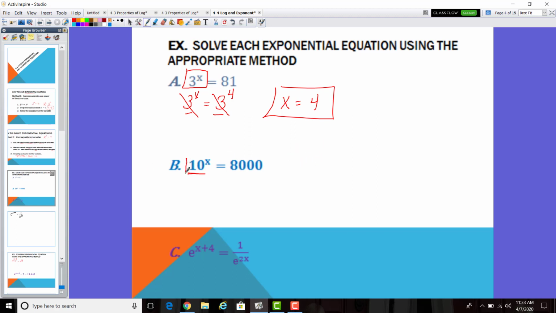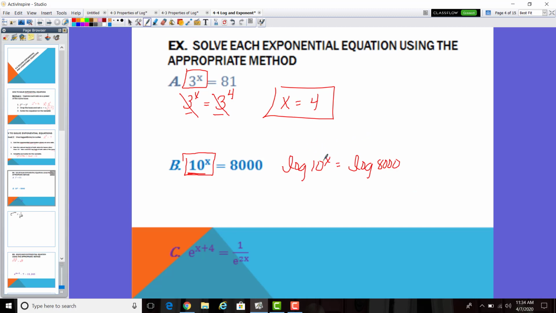So step 1, make sure your exponential expression is alone. It is. Step 2, take the log of both sides. That literally means just putting the word log or ln in front of both sides. You're not actually calculating anything in this step. Now I've changed this into an equation that I can solve.